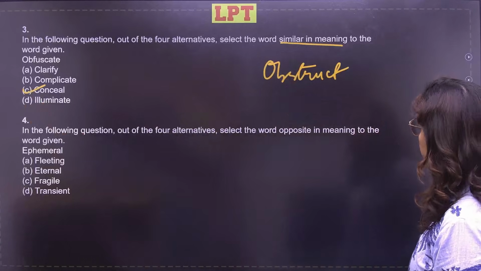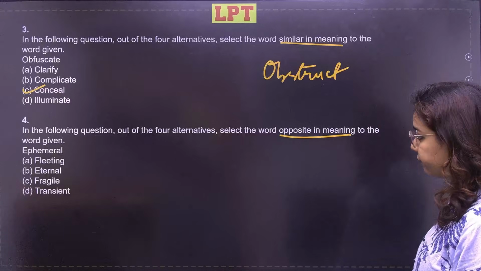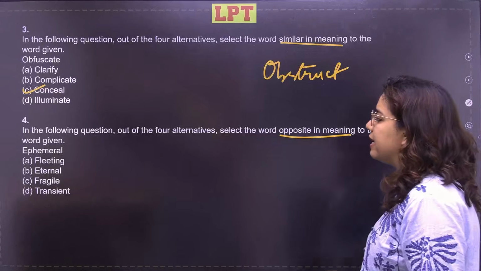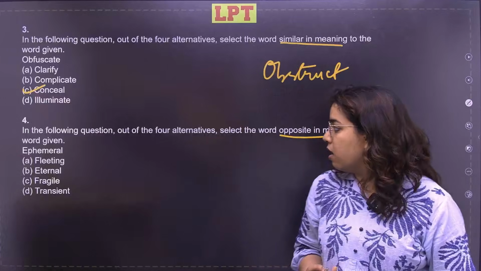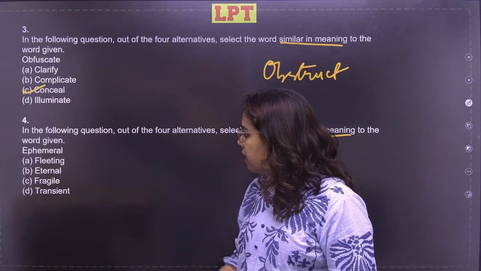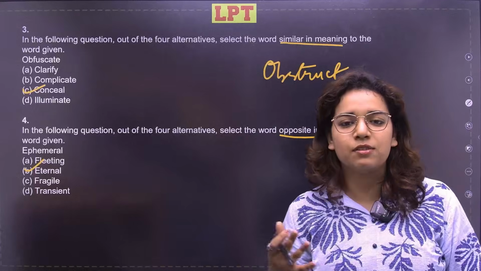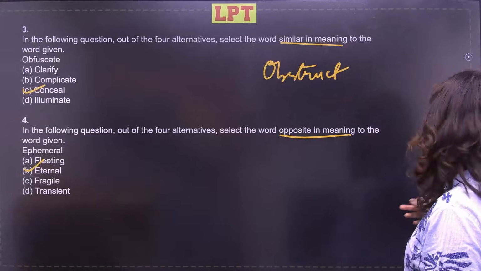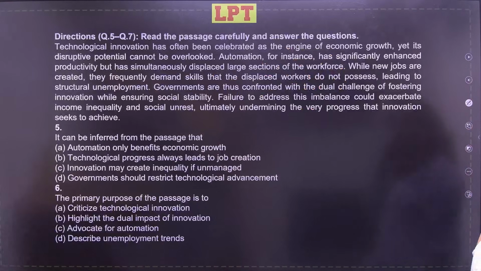Now in the 4th one, you have to select the word opposite in meaning, that is the antonym. Ephemeral. It is very easy. Ephemeral is something that is temporary, for a short period of time. So out of these 4, fleeting is a synonym and eternal should be the right answer. Eternal and ephemeral are a famous pair of antonyms. Moving forward, now we have a passage in front of you, questions 5 to 7.